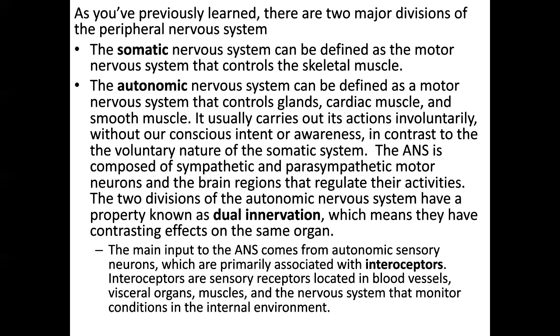Autonomic sensory neurons are primarily associated with interoceptors, which we call interoceptors because they're located in our interior, places like our blood vessels, where they monitor blood pressure and blood acidity and oxygen levels in the blood. We also have them in our visceral organs, like the stomach and intestines. Even our muscles have receptors, and even our nervous system has its own receptors monitoring conditions. When it's the interoceptors, we're always talking about the internal environment.